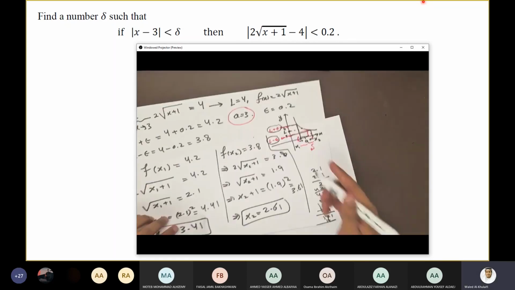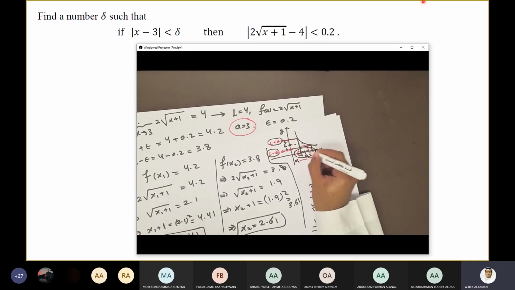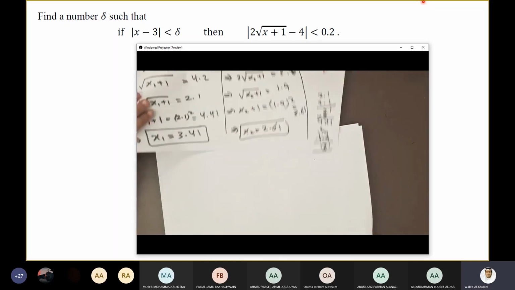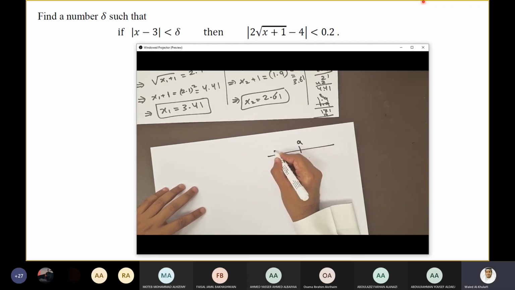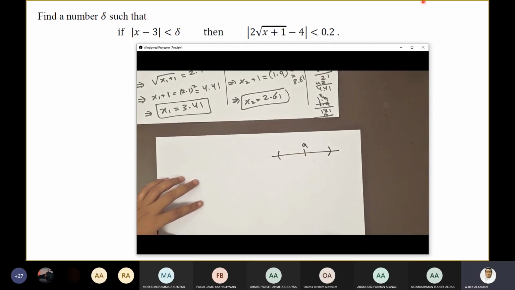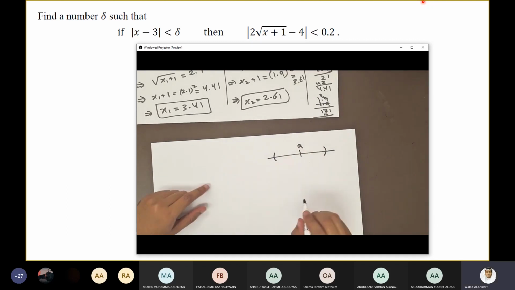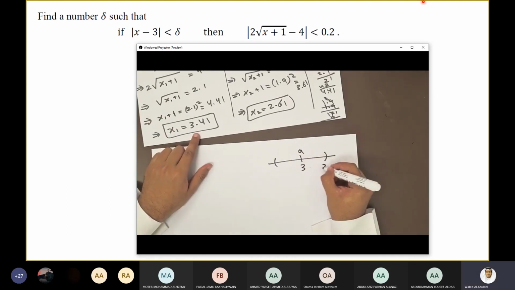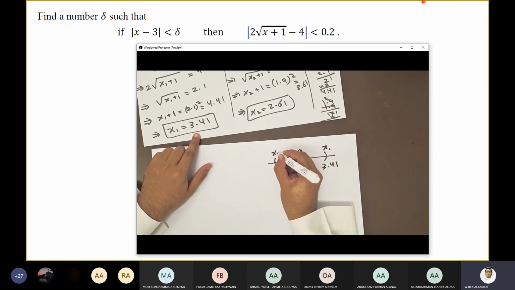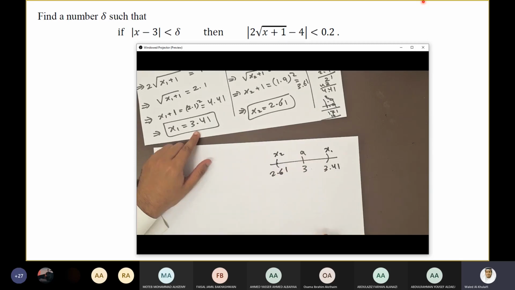I am here, guys. Now I am here. I found x2 and x1. Remember, I am in this interval, the a, and here I have x2 and x1. I am on the x-axis now. So a is 3. So 3.41 is here. This is the x1. And here I have x2, which is 2.61, right?